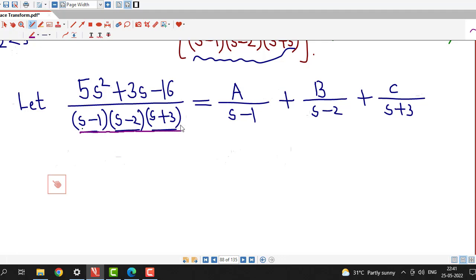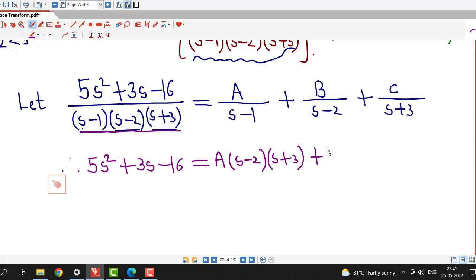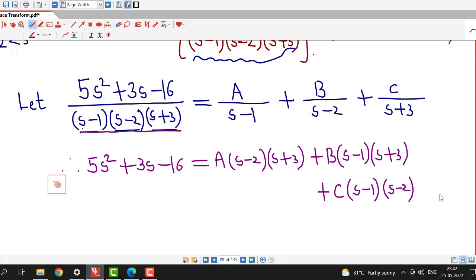s minus 1, s minus 2, into s plus 3. So I multiply both sides by this product of these three factors. So the left hand side will be 5s square plus 3s minus 16. In the first term s minus 1 will cancel out and we will have a times s minus 2 times s plus 3. In the second term s minus 2 will cancel out and we will have b times s minus 1 times s plus 3, and in the third term s plus 3 will cancel out and we will have c times s minus 1 into s minus 2.